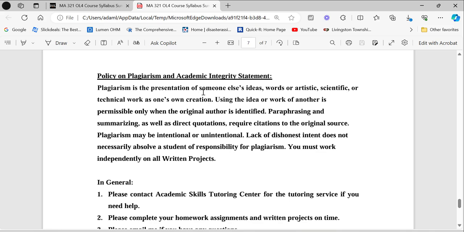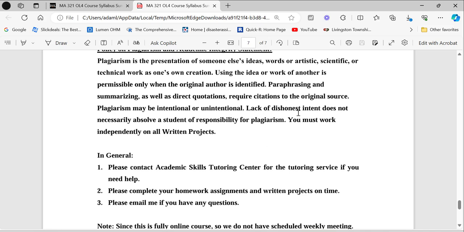Plagiarism is presentation of someone else's idea, words, or artistic, scientific, or technical work as one's own creation. Using the idea or work of others is permissible only when the original author is identified, but we do not have papers, right? So this rule doesn't apply. You don't have to complete any paper.